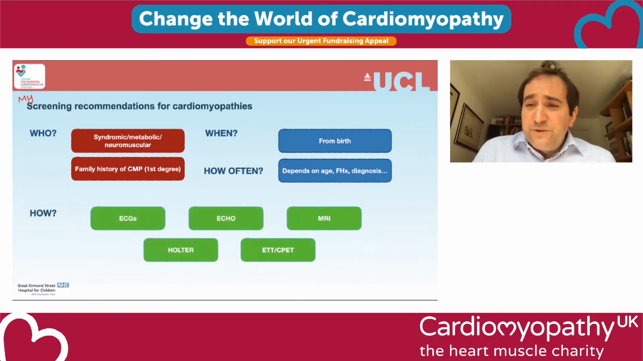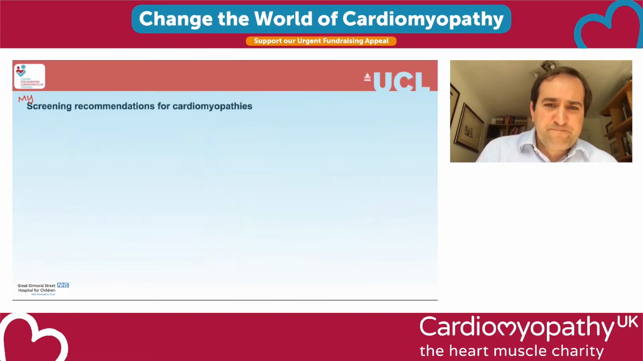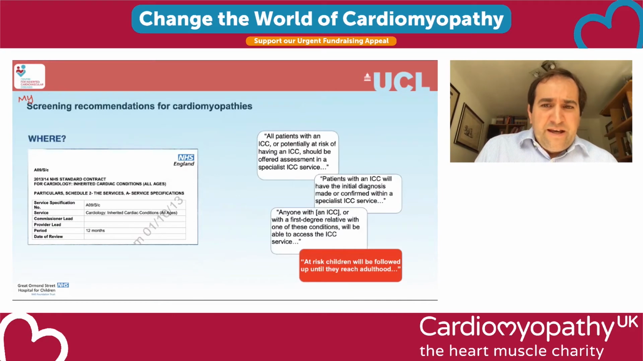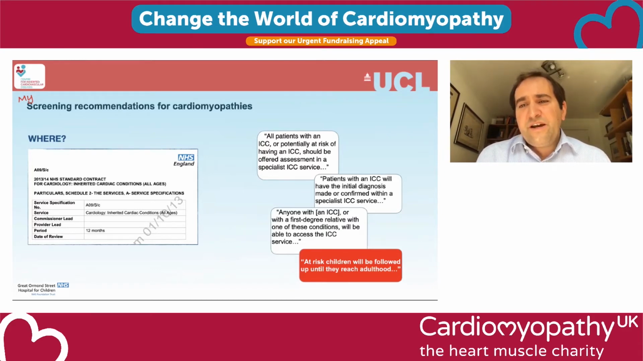These are the tests that we do. So we do ECGs and echoes and a number of other tests that I'll show you very quick examples of in a second, but also we consider genetic testing as part of our screening process. And we do this in our own centre, which is a specialist centre for inherited cardiac conditions. And this is in line with NHS England recommendations that anybody who is potentially at risk of developing an inherited condition, of which the cardiomyopathies are an example, should be seen at least once in a specialist inherited centre.